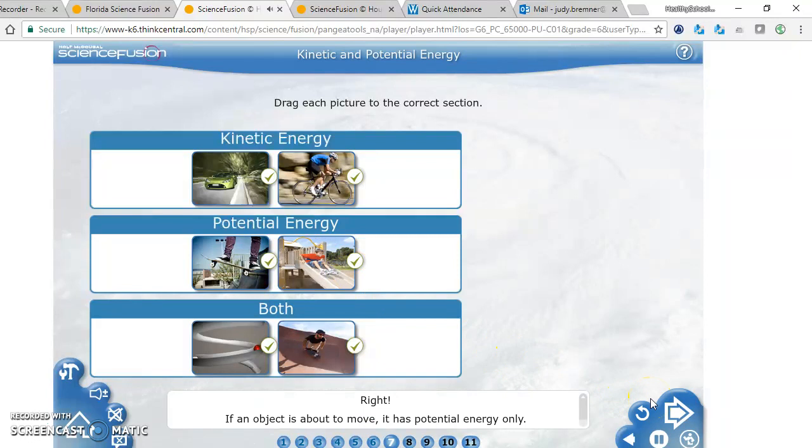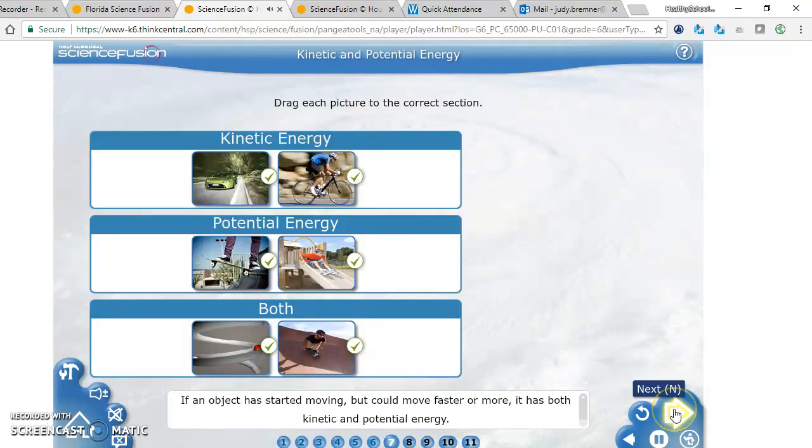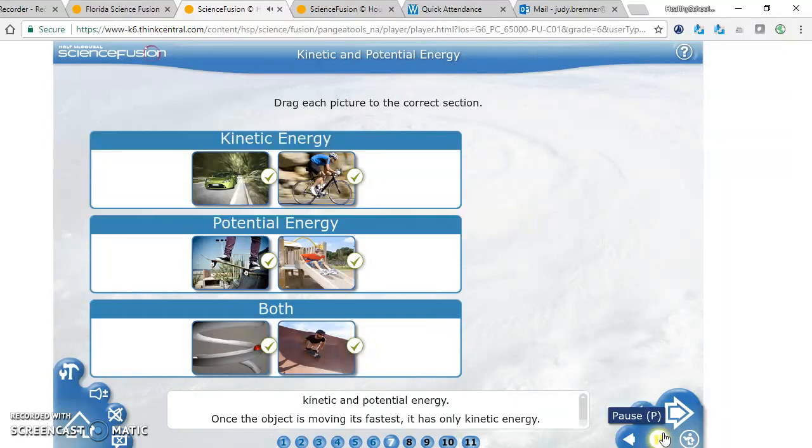Right. If an object is about to move, it has potential energy only. If an object started moving but could move faster or more, it has both kinetic and potential energy. Once an object is moving its fastest, it only has kinetic energy.